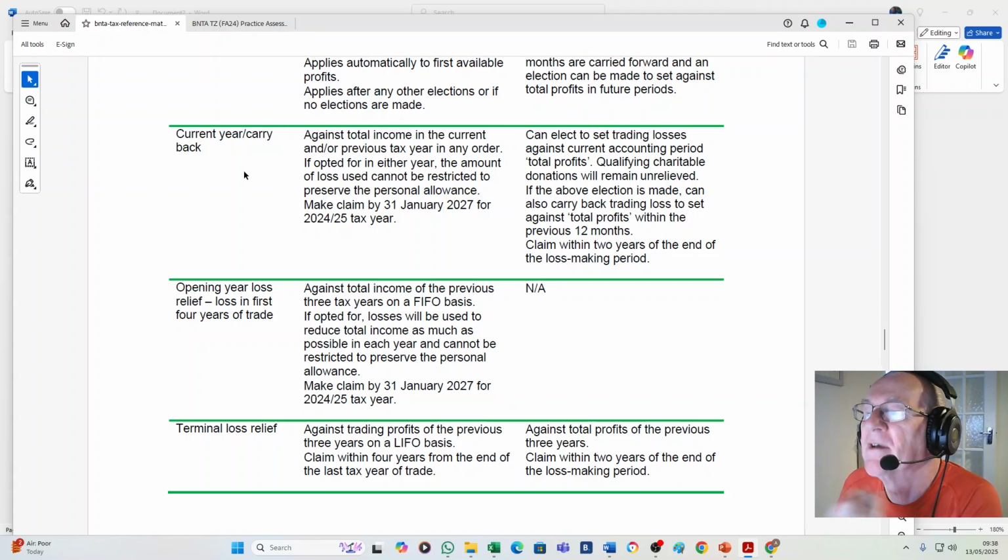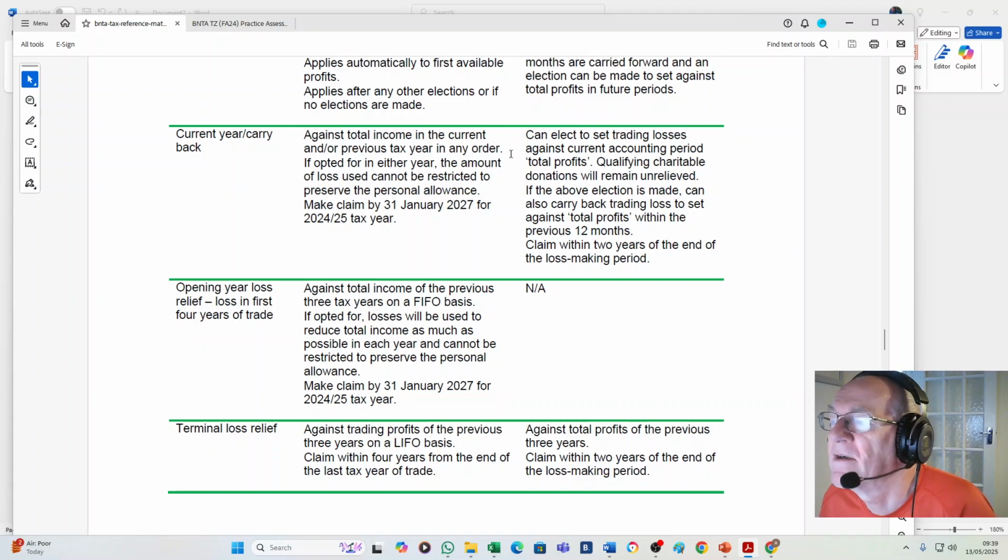Bear in mind, examiners' comments about well-prepared students writing more than they need to do. Will it get a mark? I don't know. It makes the examiner realise, the person marking it, that you know what you're on about. Current year carried back. Total income. So now whereas the carry forward is trade income, the same trade, the amount of loss cannot be restricted to preserve the personal allowance, as you're going to waste some personal allowance.